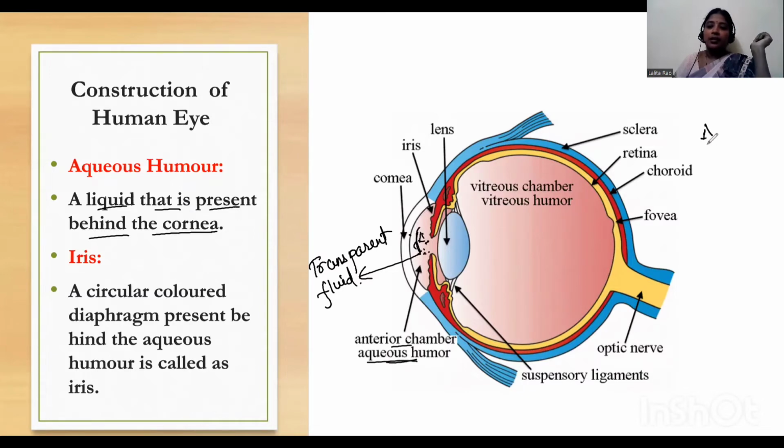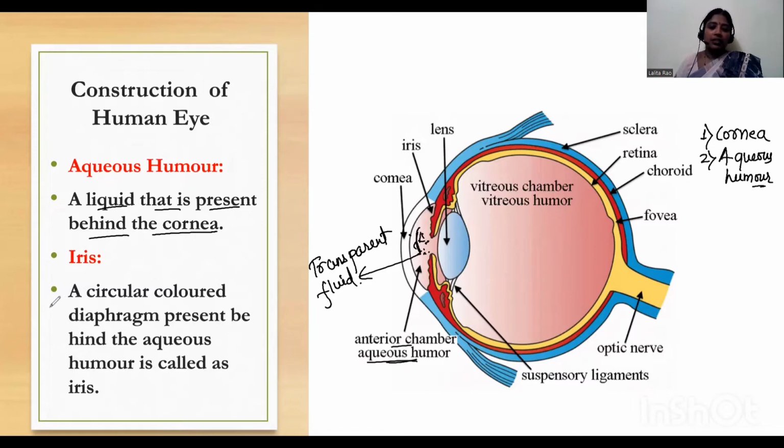So the first part we have discussed is the cornea. Then the second part, behind the cornea, what do we have? Aqueous humor. Okay.